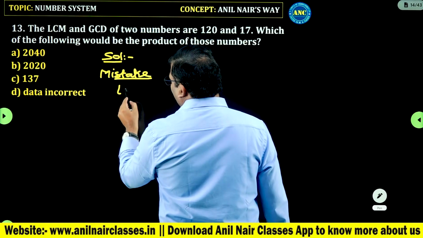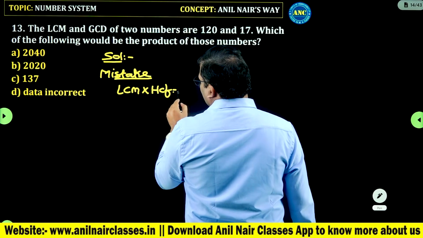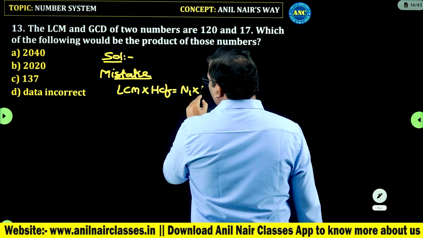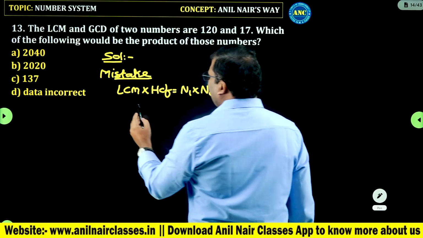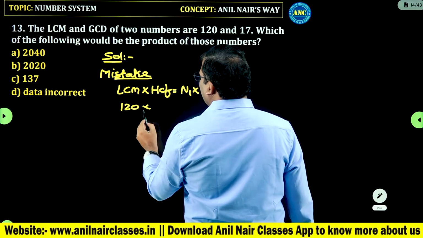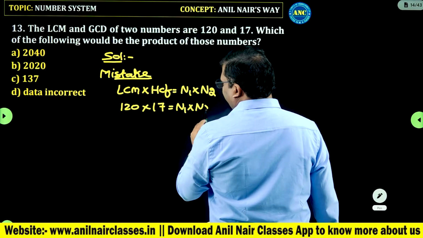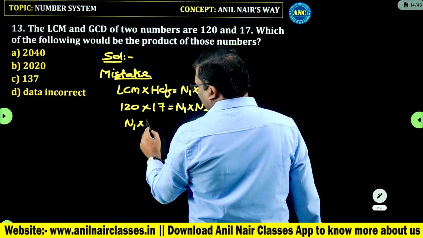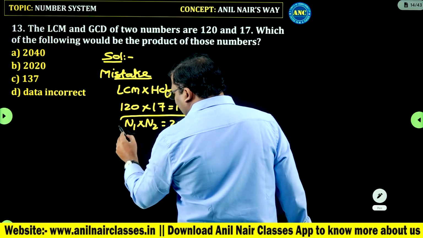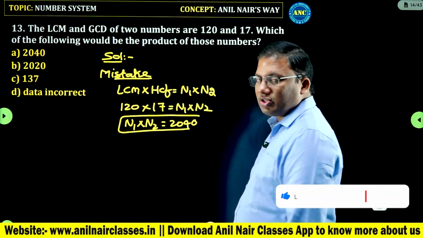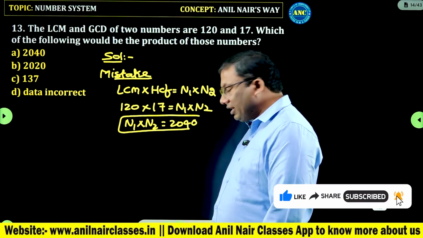Directly he will mug up the formula: LCM into HCF is equivalent to N1 into N2. He will directly put the formula, 120 into 17 is equivalent to N1 into N2. So, the answer for this question, he will tick mark as 2040. 2040 is the incorrect answer for this question.